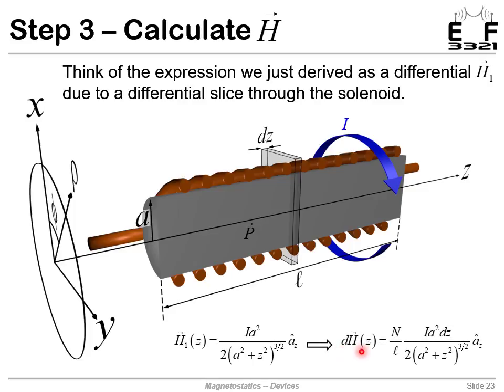It turns out this is how we write that. So we'll write it as dHz. We're dropping the 1 now because this is a differential slice through our solenoid, not anymore just for one loop. The thing we have to add here is this N over L to account for the turn density. We could have turns on top of other turns, and we need to account for that. But that's our expression for the differential field as one slice through the solenoid.